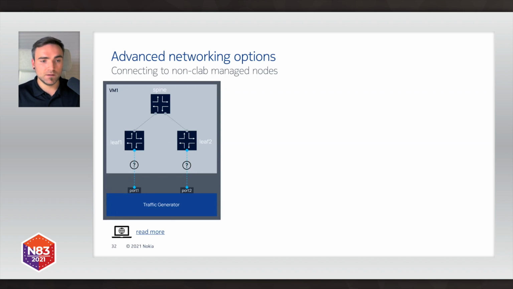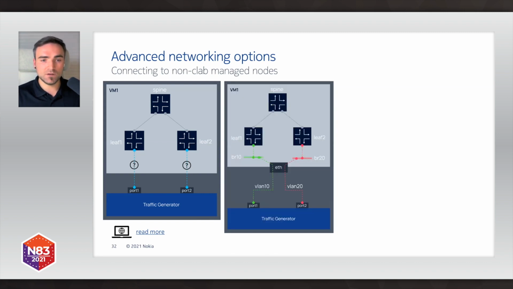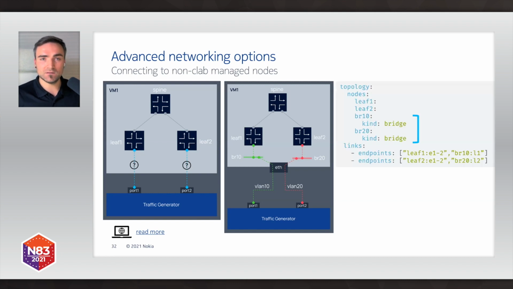How would you do that? You cannot tell Containerlab, please make sure that there is a traffic generator connected to it. But what you can do is bridge the interfaces of the nodes that are part of your topology with the traffic generator. To do that, you use the bridge kind, which is a special kind in the topology definition file that says these br10 and br20, which are of kind bridge, are actually Linux bridges. And Containerlab will use them in the endpoints configuration instructions.